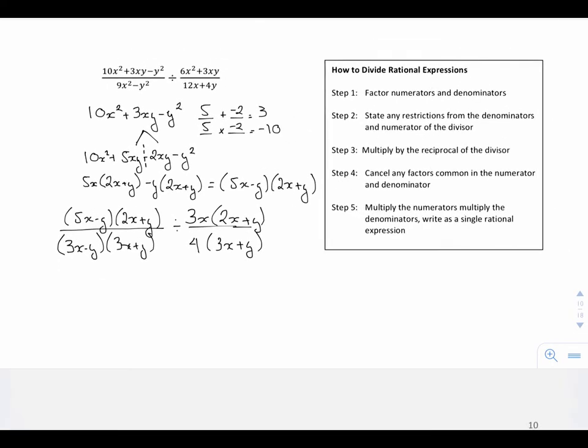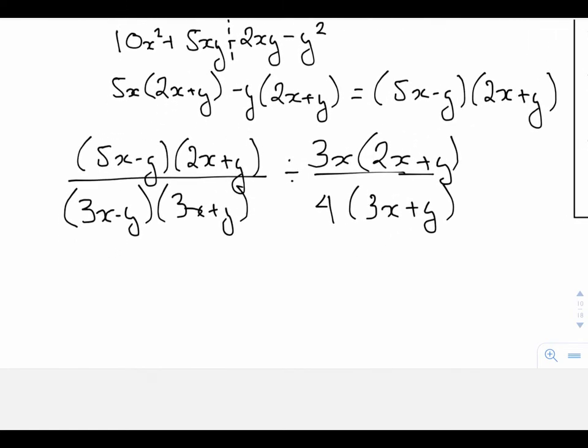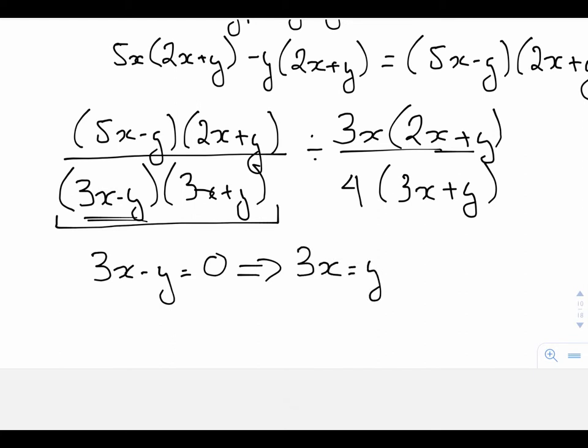Step number 2 says to state any restrictions from the denominators and numerator of the divisor. So let's look at our denominators first. In my first set of denominator factors here, what can x not be? Well, if I have 3x minus y equals 0, that's this guy over here, then that means 3x equals y, which in turn means 3x cannot be equal to y. So that's our first condition.